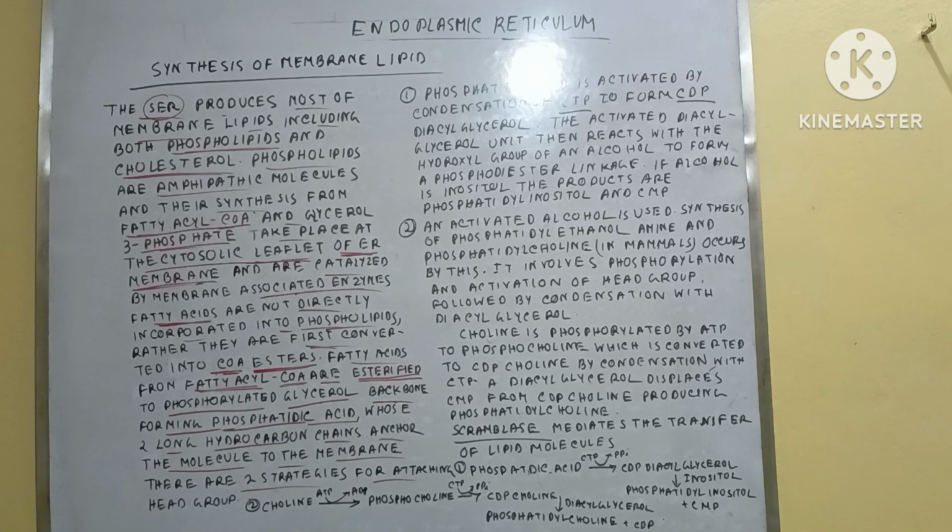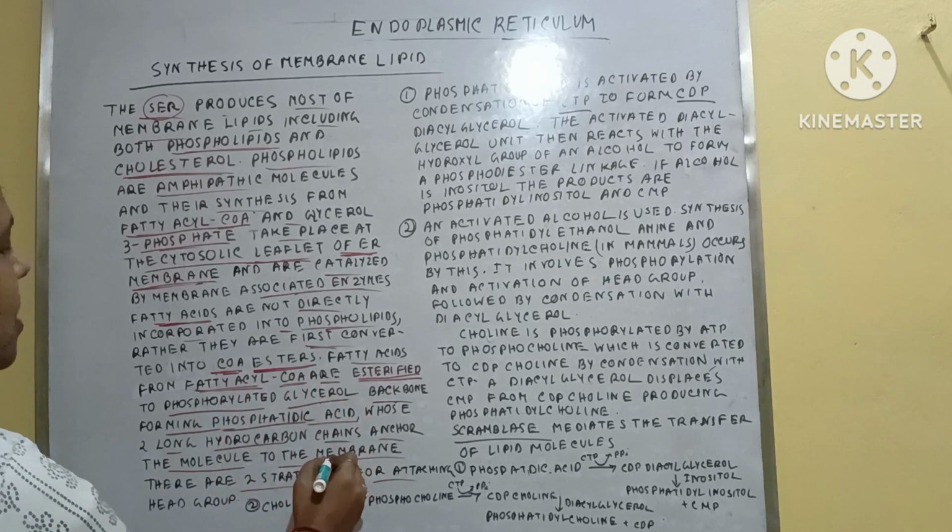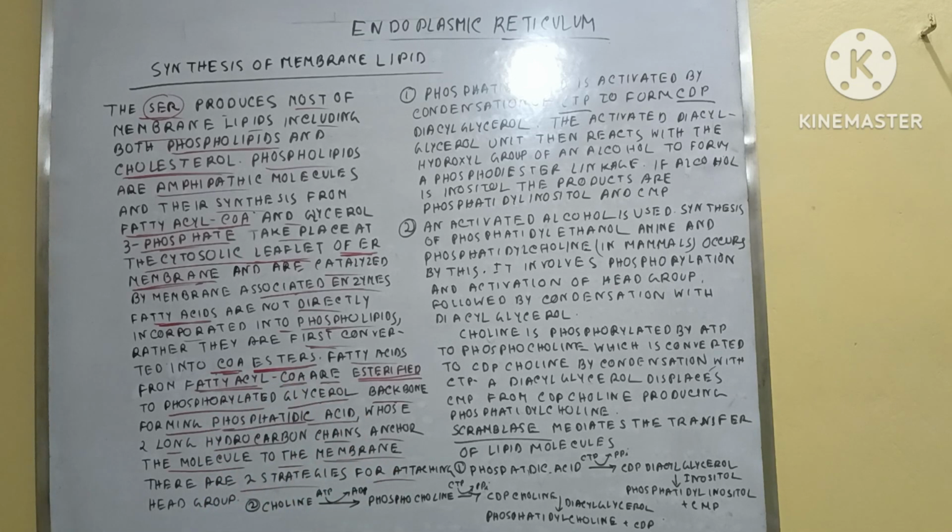Phosphatidic acid, and here two hydrocarbon chains are present that anchor the molecule to the membrane. So what is the role of the hydrocarbon chain? It helps these molecules anchor with the ER membrane. And there are two strategies.